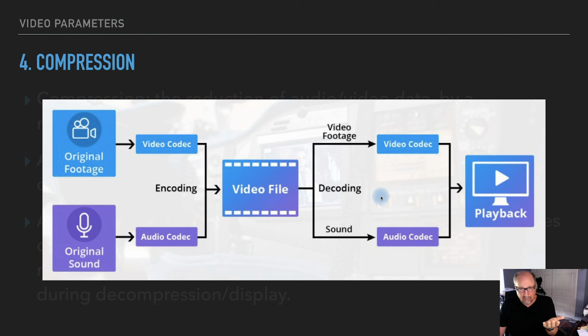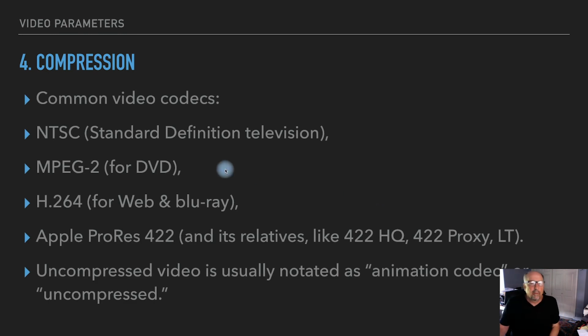Compression makes it possible to transfer large images, to put things on the web and YouTube and that kind of thing. Without compression, particularly with 4K, 6K, 8K material, we'd be in big trouble. So, common compression codecs are standard def NTSC, MPEG-2 for DVDs, H.264, which is what I use most of the time for web delivery, and Apple ProRes is an example of an editing codec, and we'll talk about this in more detail later. But it's a fairly high quality, very little amount of compression, and then there's, of course, uncompressed video, which is animation codec or uncompressed, but that's going to make a huge file.